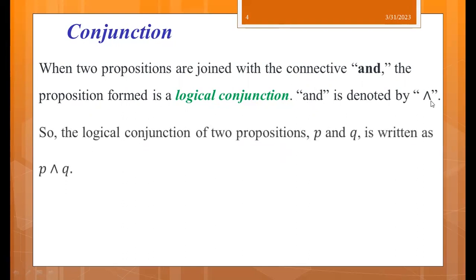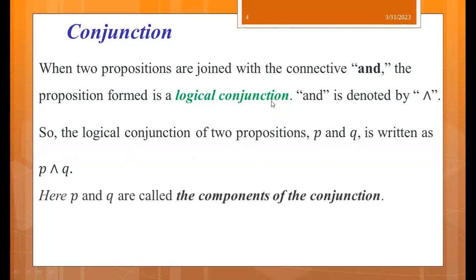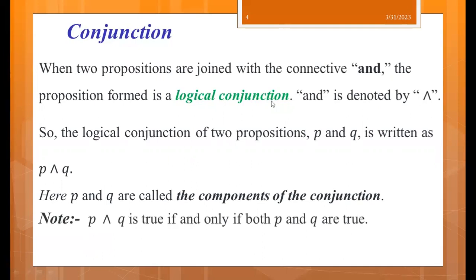And so the logical conjunction, or the compound statement obtained by connecting two simple propositions by conjunction, is written in this form: P and Q. So this statement, P and Q, is said to be a logical conjunction. Here, P and Q are said to be the components of the logical conjunction.